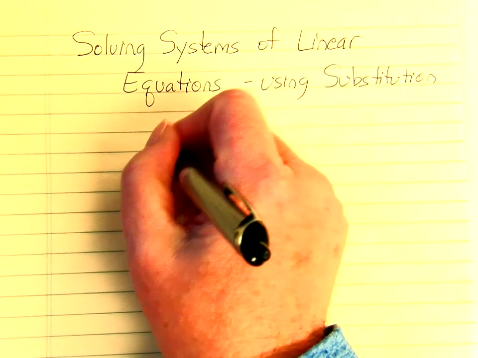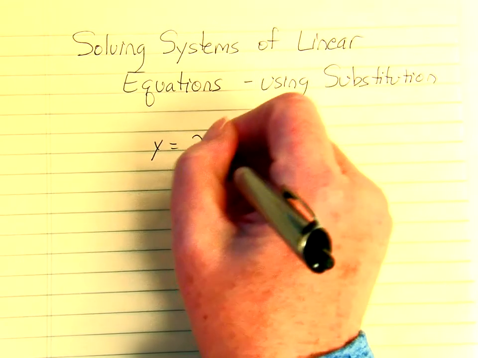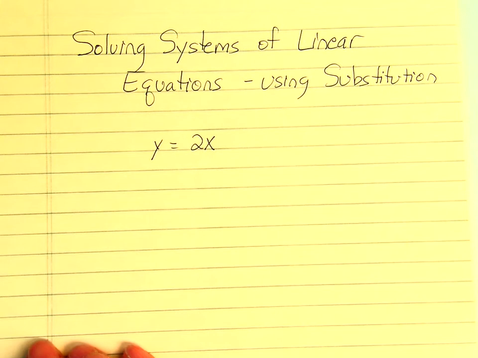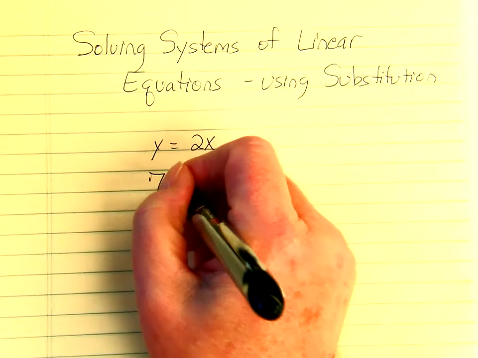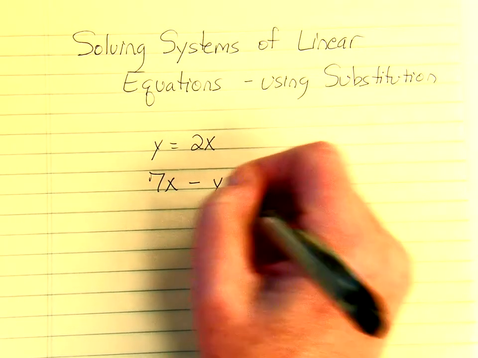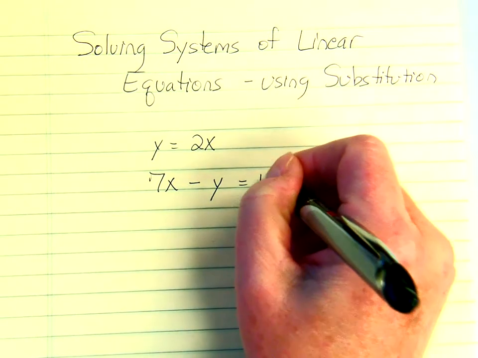I'm going to take two equations: y equals 2x, and our second equation is 7x minus y equals 15.